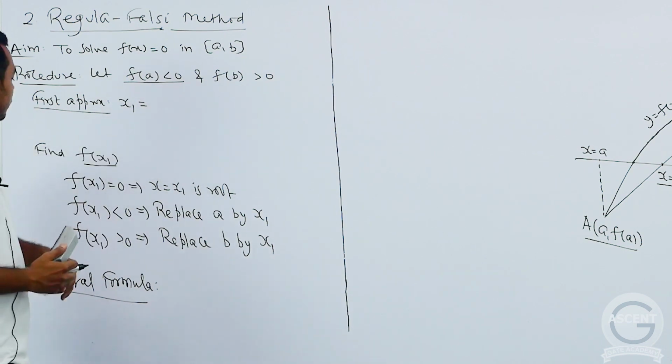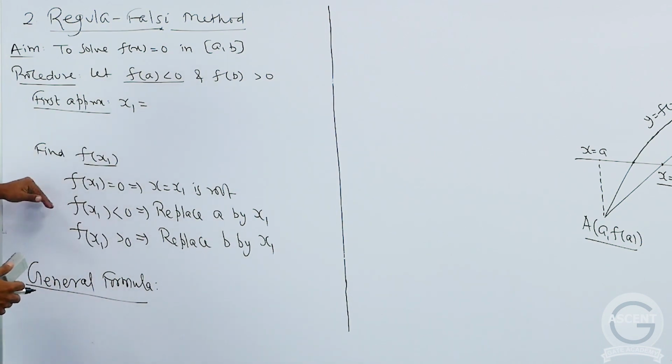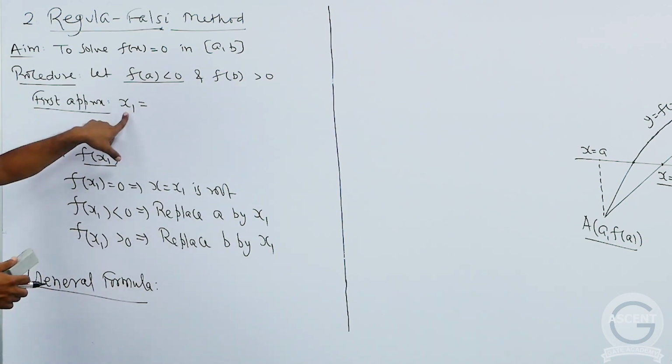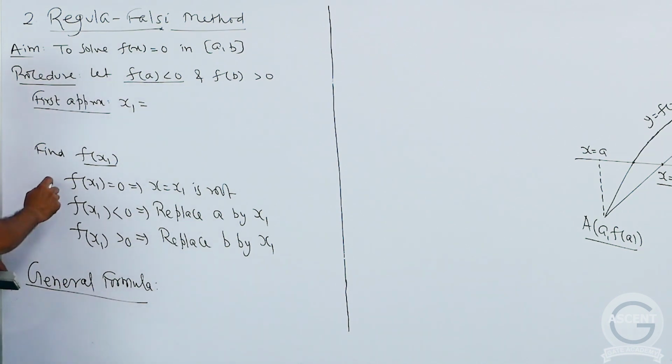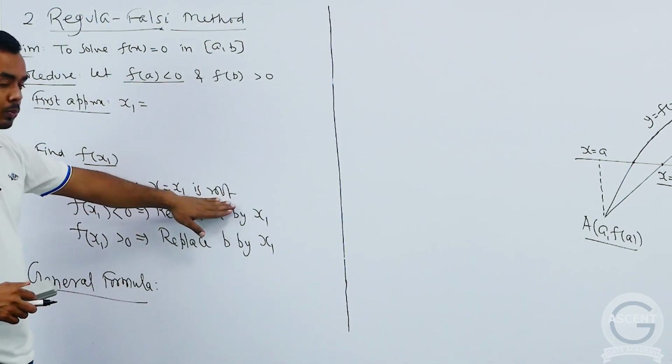Here we'll have some different formula. Then other steps are similar to the bisection method. Once we have calculated x1, then for the second approximation we have to find f of x1. There are 3 possibilities. The first possibility is f of x1 is 0. This means x equals x1 is the root.